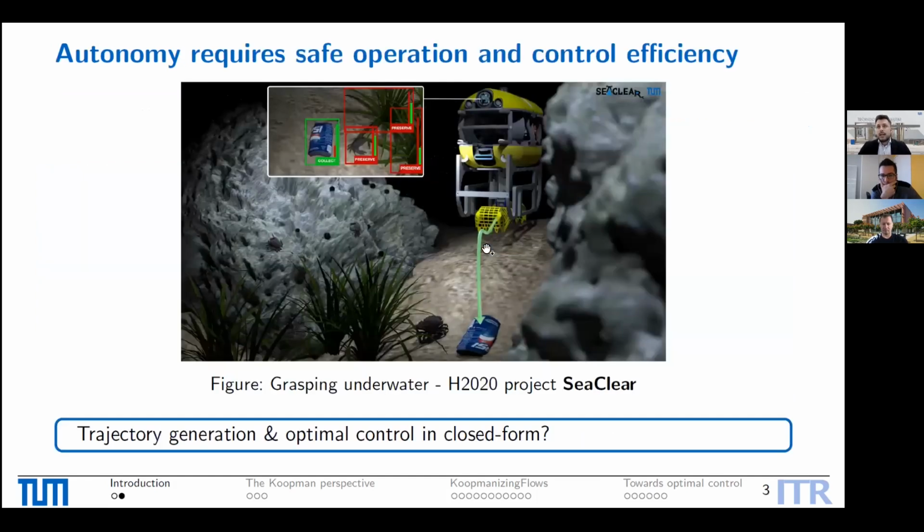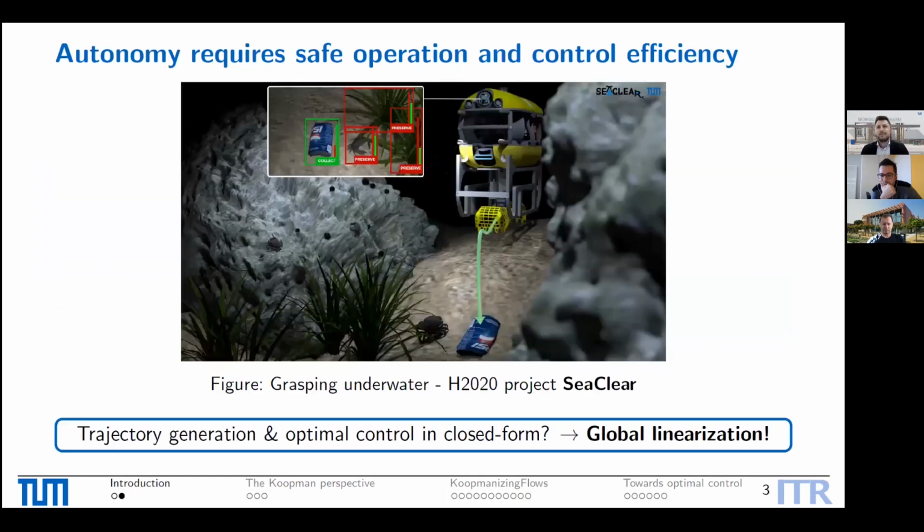In general, we can say that autonomy requires safe operation and control efficiency. So what we are interested in is trajectory generation and optimal control in closed form. And the question is, is there a single solution to both of these problems at once? And there might be one, namely one based on global linearization.